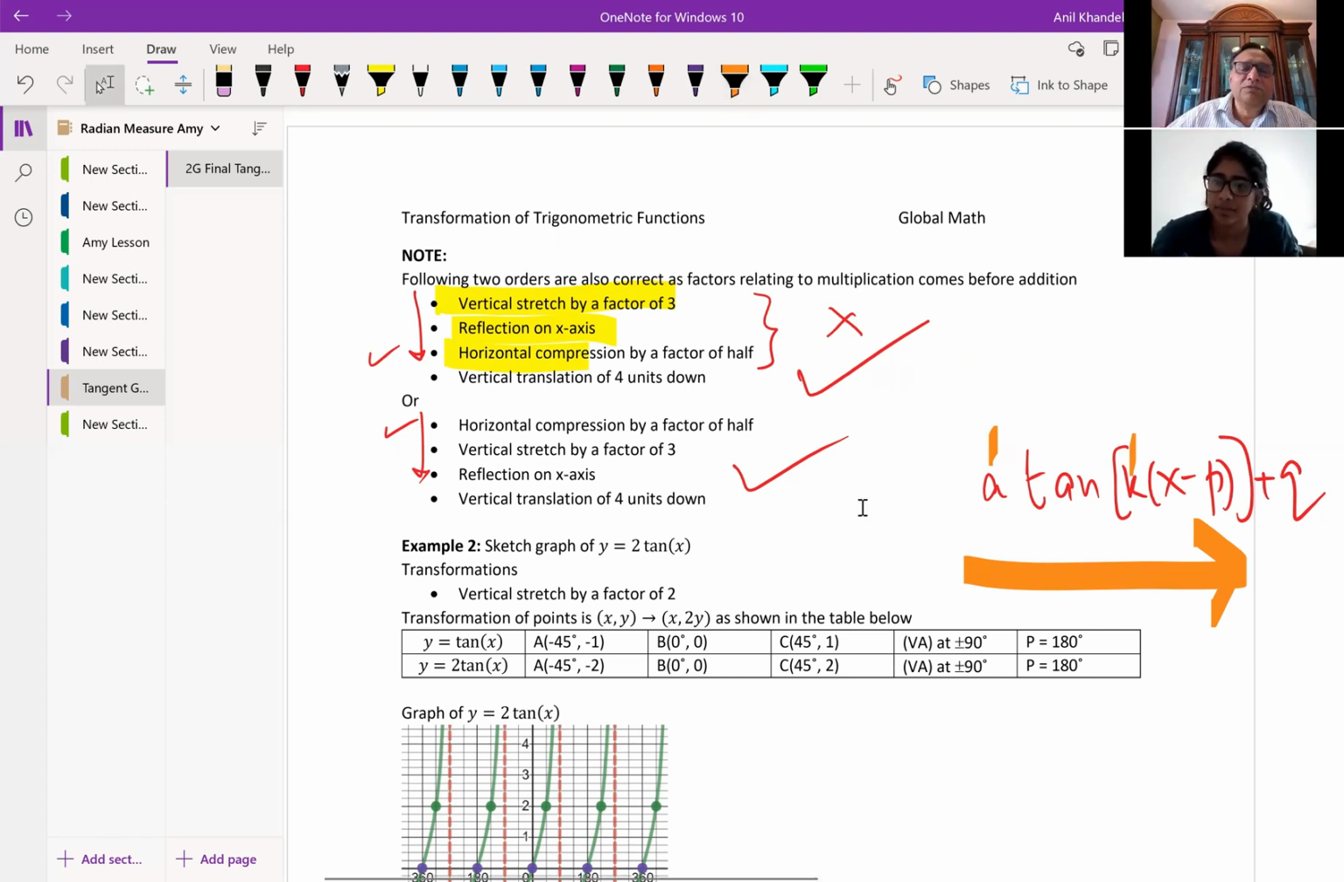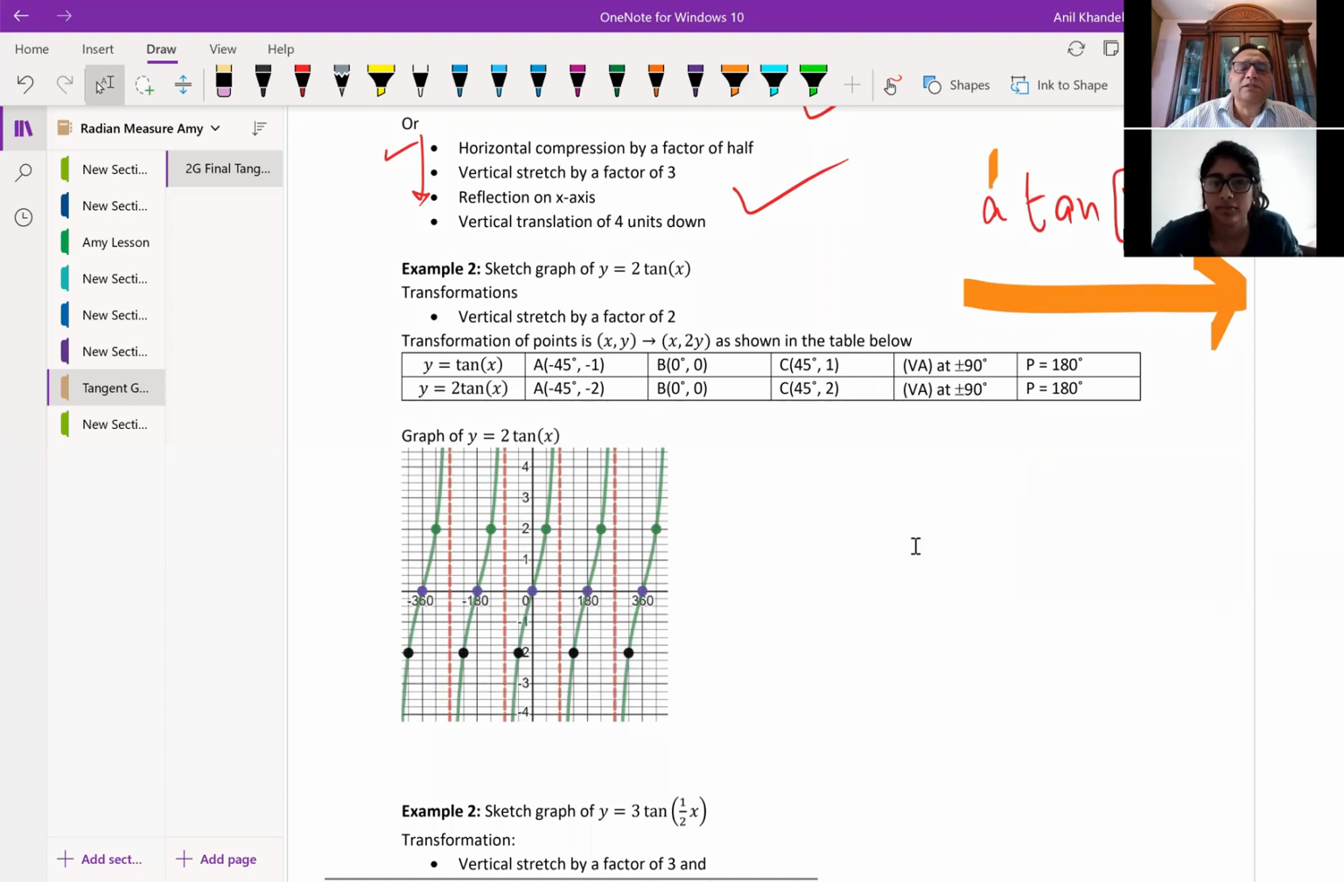Okay, let's move on. So we have a graph which is only vertical. Let's look into graphs quickly. If I do 2 tan x, it really means that the point which was at 1 has been stretched to 2. Do you see that? This point is coming at 2 instead of 1. So I have this 2 tan x. Is that clear to you? Same graph.